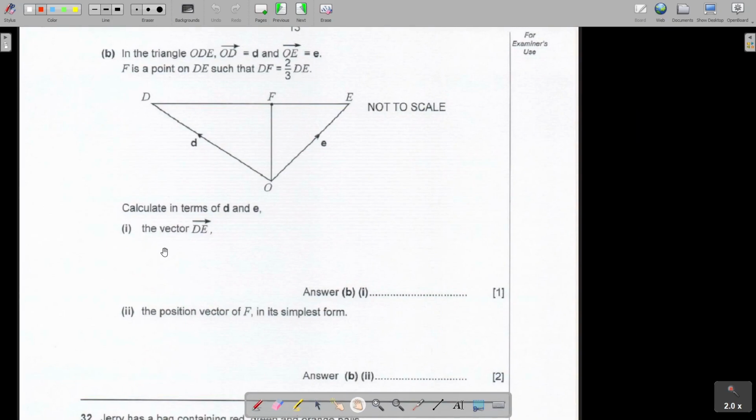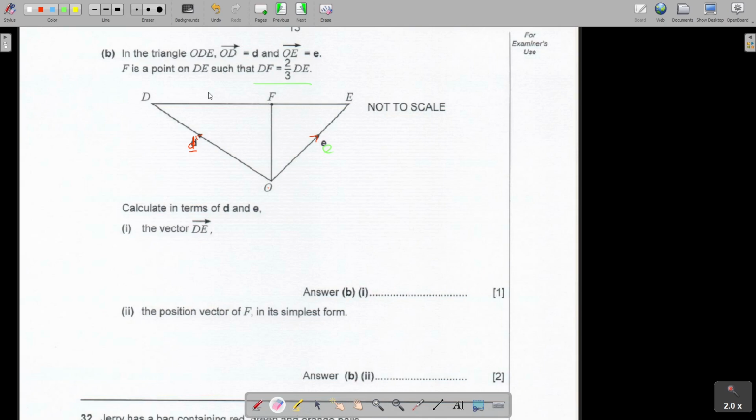Okay, so let's start. They say in triangle ODE, let's look, I'm just going to mark as I go. OD is D, okay. OE, in this direction, and that's E. F is a point on DE, such that DF is two-thirds of DE. Okay, I'll come now and I bring it in. Now, calculate in terms of the vector DE.